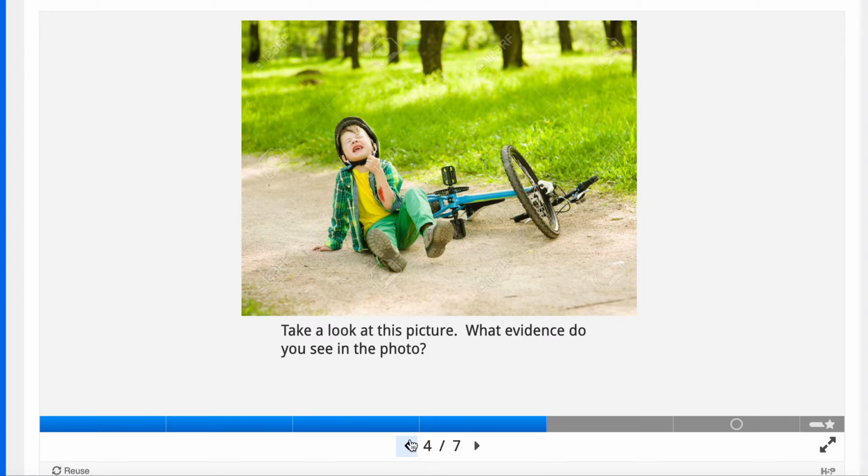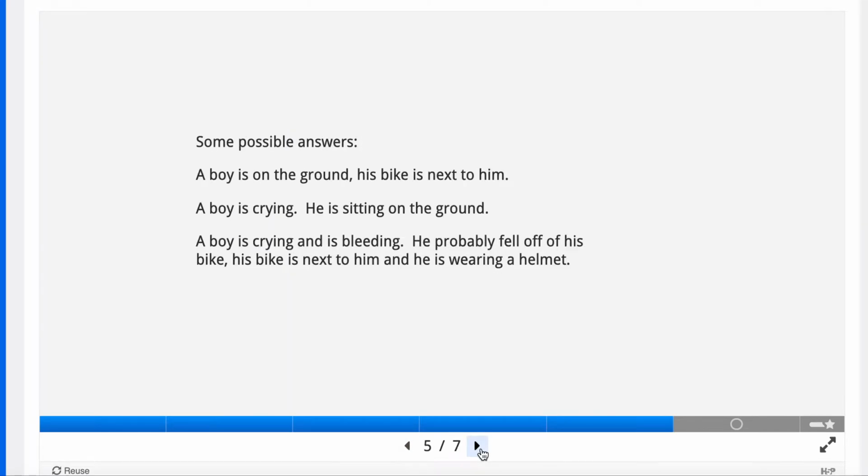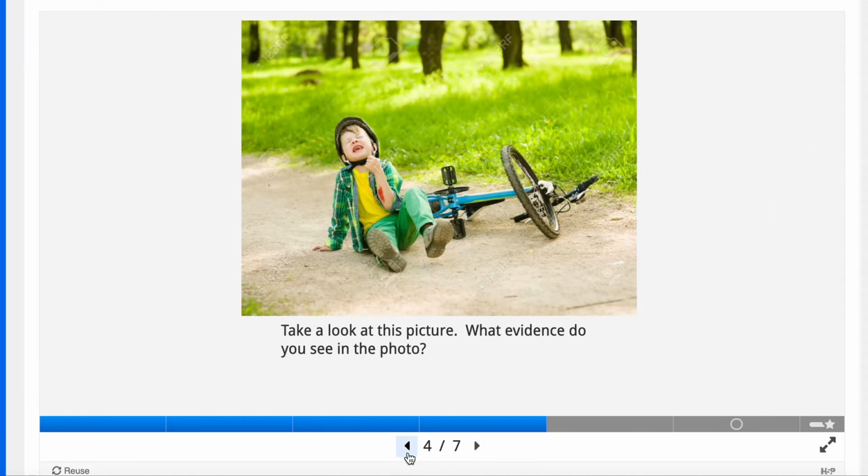If I was a detective looking at this photo, trying to figure out what happened, and I could use this as evidence, what would I see? What would I notice about it? We could see also that the boy is crying. That would be a good answer. The boy seems to be crying. He's sitting on the ground. He also appears to be bleeding. On his arm there, he seems to be bleeding, right? So all of that is evidence.